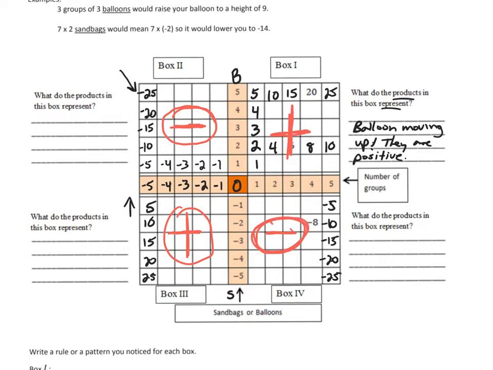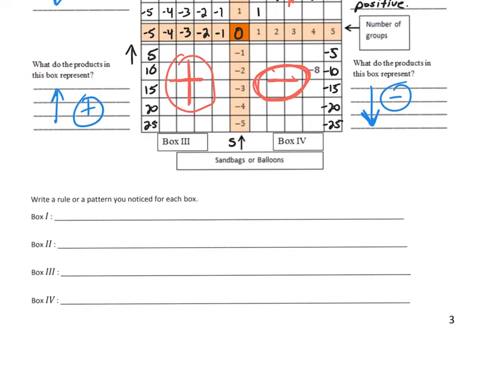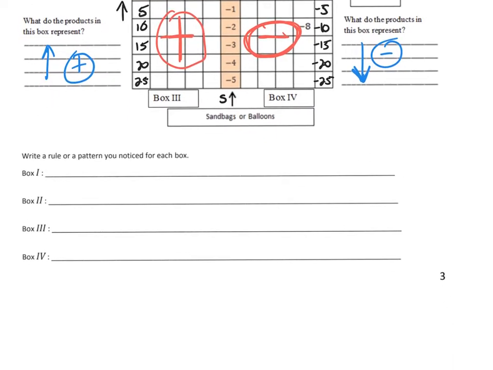So you're going down. If I just go like this and make you remember down, that means negative. Up, the balloon's going up, that's positive. Down, that's negative. And you'll fill in the lines of it. I'm just doing this quick, so I'm hoping this makes more sense to you. And then at the bottom, it says, what rule or pattern have you noticed for each box?